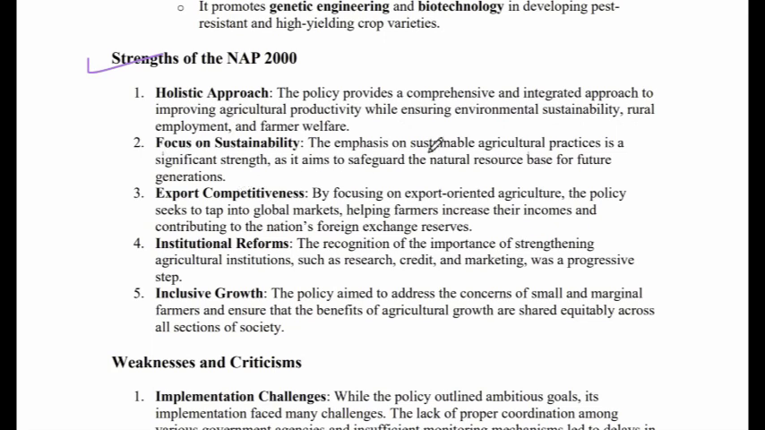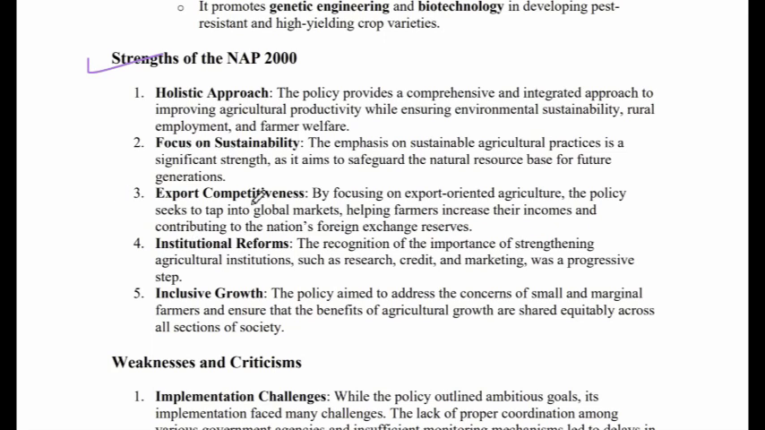Focus on sustainability. The emphasis on sustainable agricultural practices is a significant strength as it aims to safeguard the natural resource base for future generations. Export competitiveness. By focusing on export-oriented agriculture, the policy seeks to tap into global markets, helping farmers increase their incomes and contributing to the nation's foreign exchange reserves.